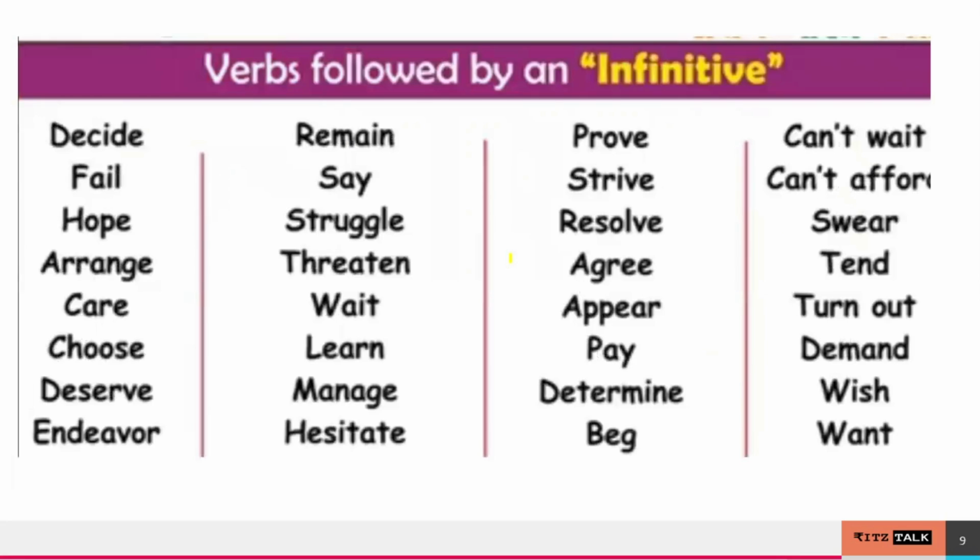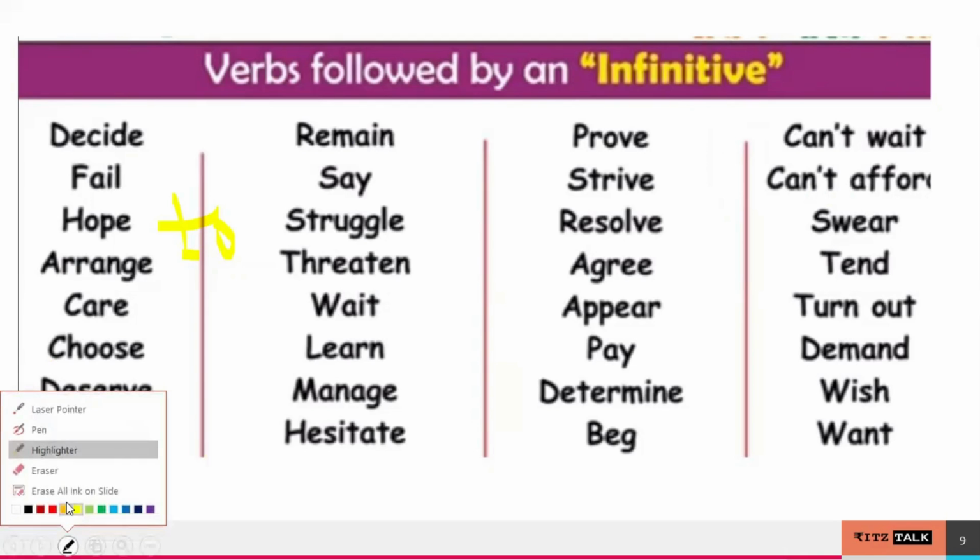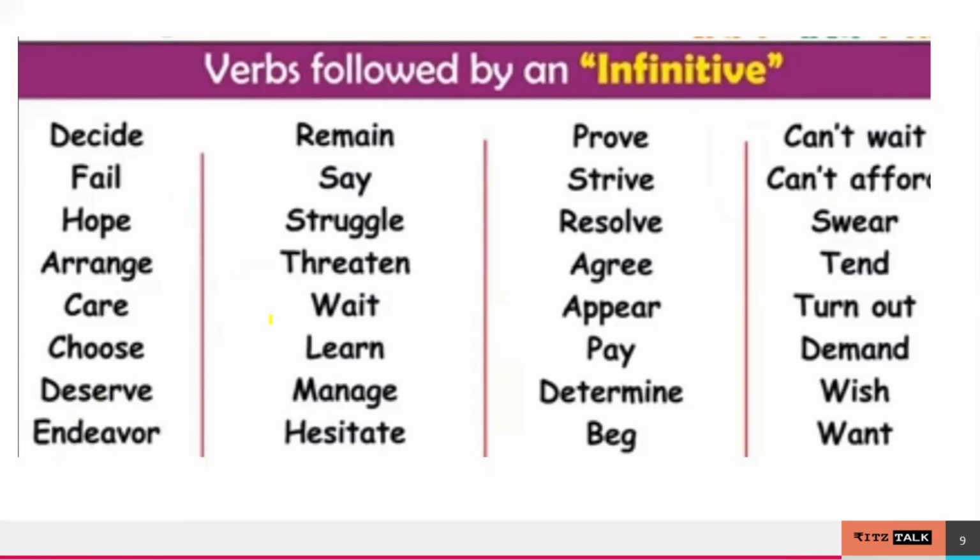Next comes, these are the verbs which are followed by only infinitive. Okay? Decide to. I hope to get it. I hope to, not I hope getting it. I hope to get it. So these are some of the verbs. Can't wait, can't afford. I can't afford to lose him. I can't afford losing him is wrong. I can't afford to lose him. Okay? All this needs a bit of practice and a bit of remembering.